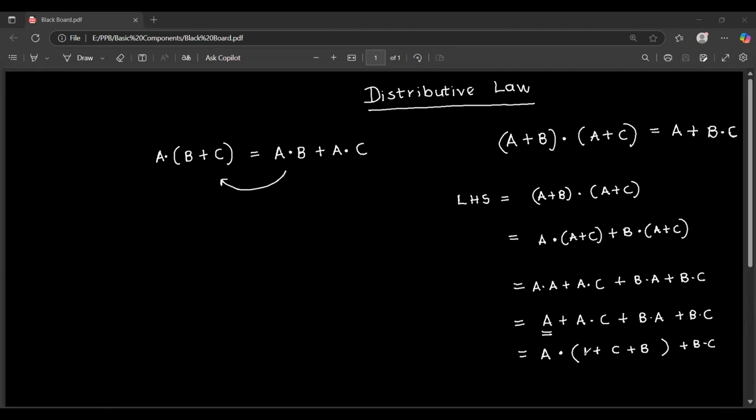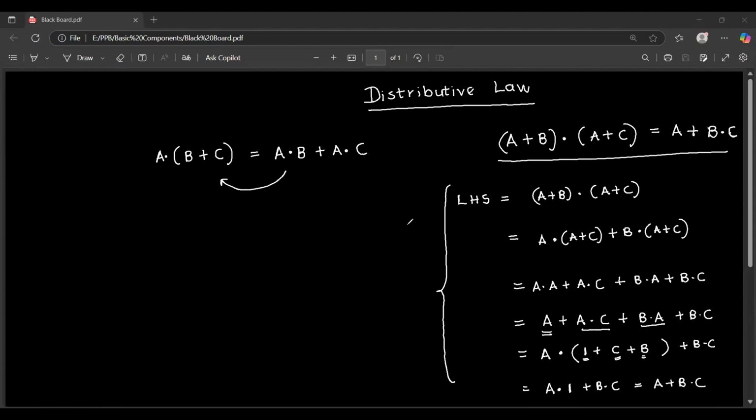Since we have a here, this is 1. Since we have a dot c here, this is c, and this is b dot a, this is b. If you remember the identity law, adding 1 with any other signal will be equal to 1. So this is equal to a dot 1 plus b dot c. And again, according to the identity law, a dot 1 is also equal to a. So the output will be a plus b dot c. Instead of doing all these things, you can directly use it without any issues. Don't do all this unnecessary stuff.